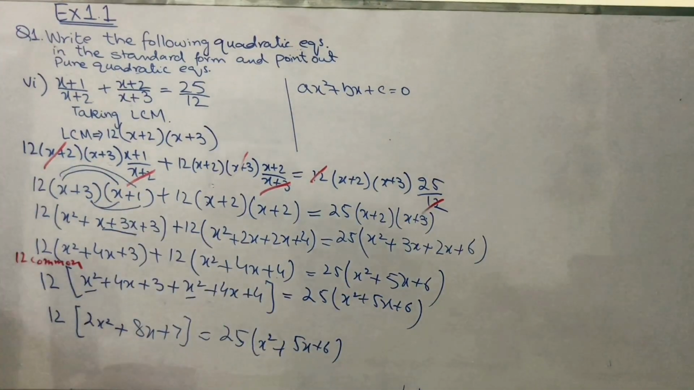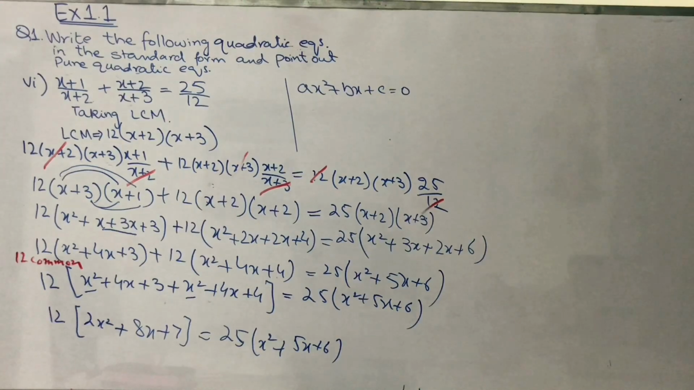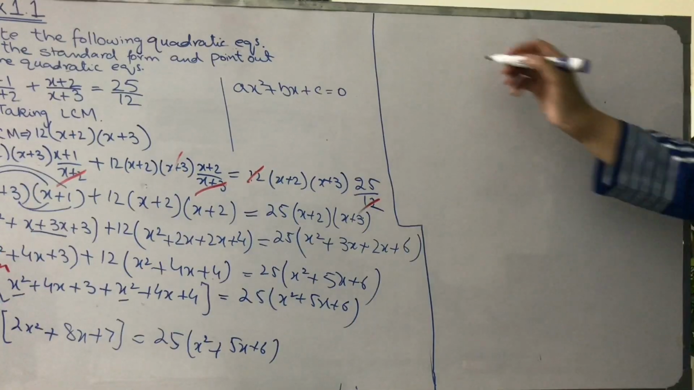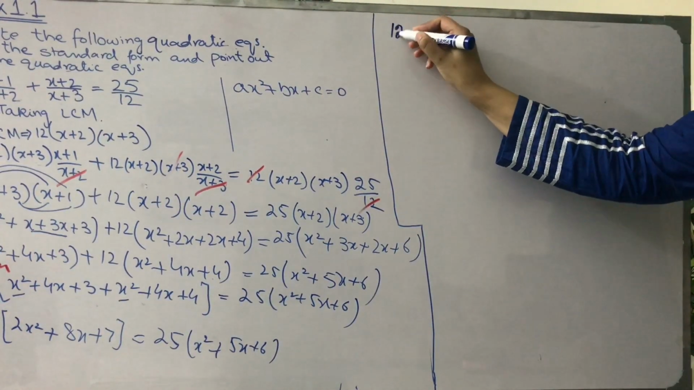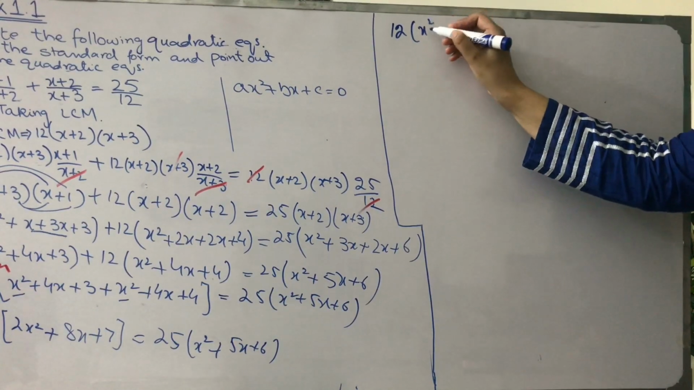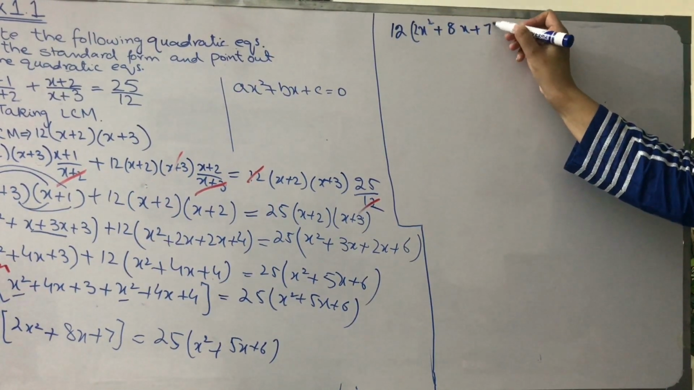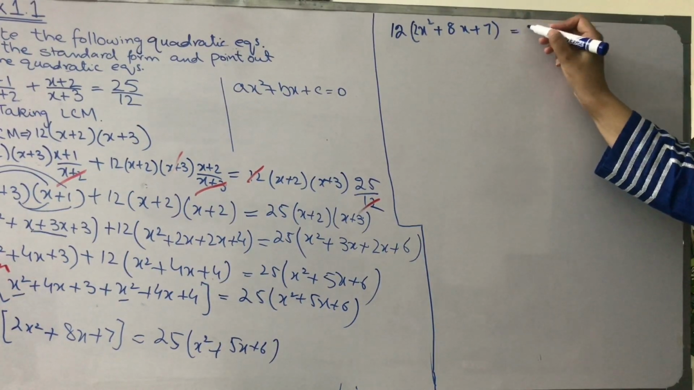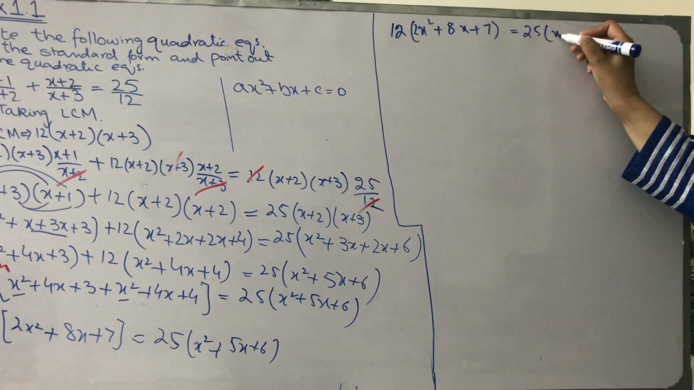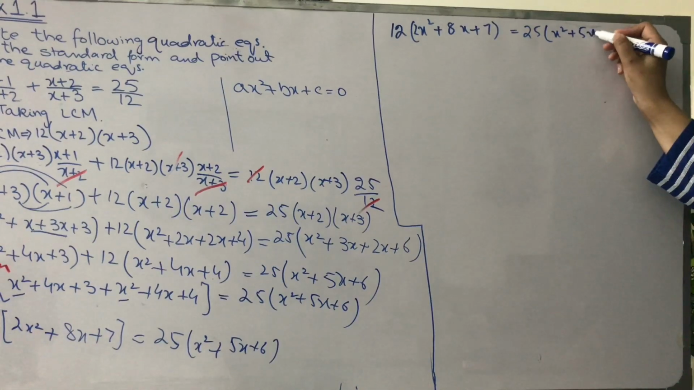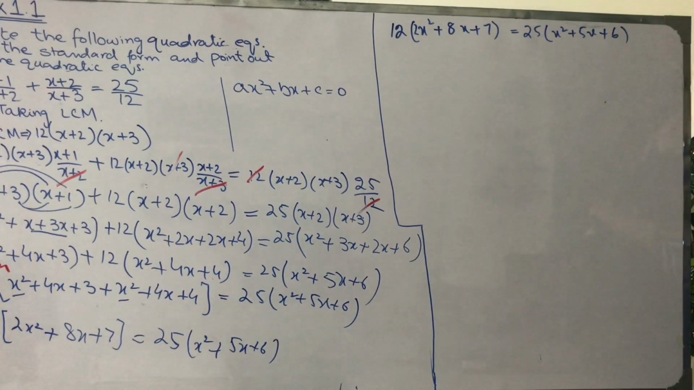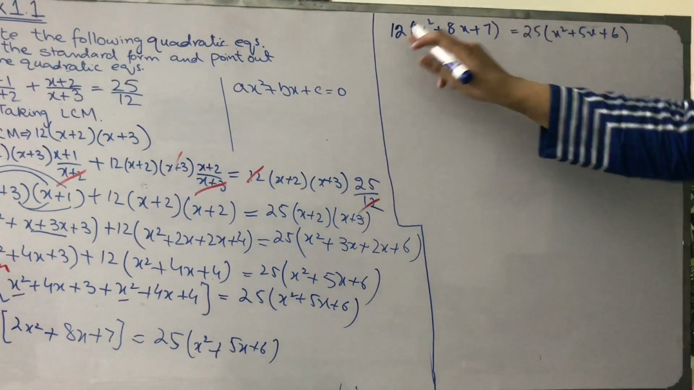Okay, now I have to move there. I'm going to write that step here so you can understand easily. 2x² + 8x + 7 = 25x² + 5x + 6. Now multiply the 12 with the bracket.